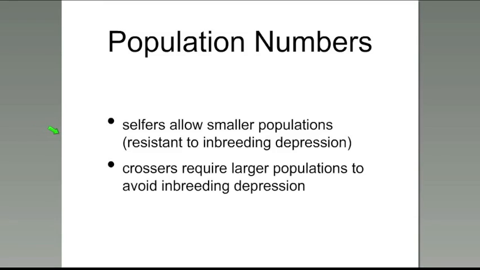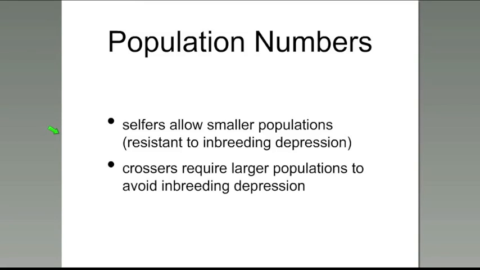And so they don't suffer from any kind of deleterious effects, even though you might have only saved seed from a population of 10 or 20 or 5 or a smaller number of plants. Outcrossers are very different. They require larger populations to avoid that inbreeding depression. What is inbreeding depression? Why do you want to avoid it?